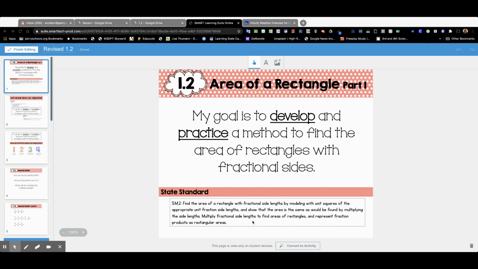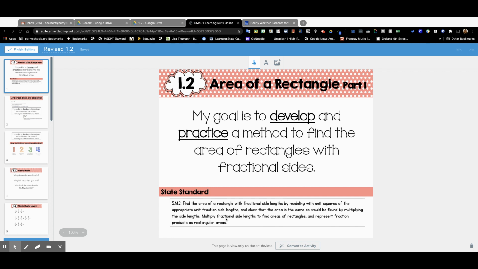5.M.2. That's about finding the area of a rectangle with fractional side lengths by modeling with unit squares of the appropriate unit fraction side length, and show that the area is the same as would be found by multiplying the side lengths. Multiply fractional side lengths to find areas of rectangles and represent fraction products of rectangular areas.